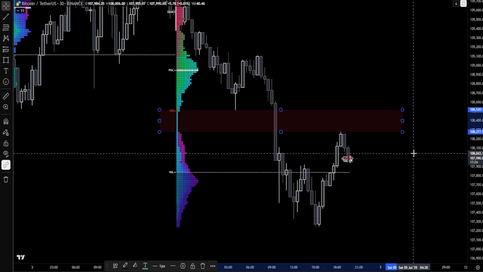Single prints can be like magnets, yeah. Unfi. USDC perps 50 cent, huh?